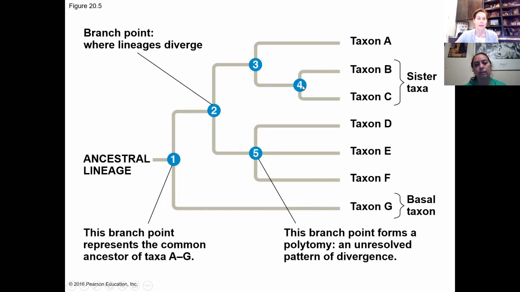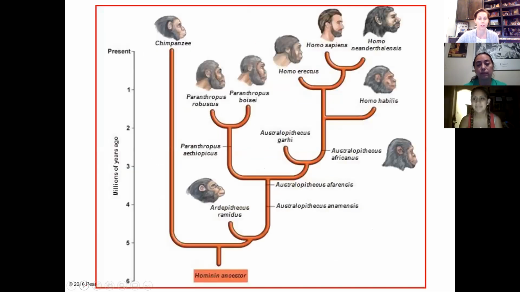Branch points are all of these, 1, 2, 3, 4. These are all extinct common ancestors to all these. So D, E, and F are also technically sister taxa, right? Because they share number 5 as their common ancestor. Does that make sense to you guys about how to read that phylogenetic tree? I don't want to repeat it over and over if you're like, I got it.